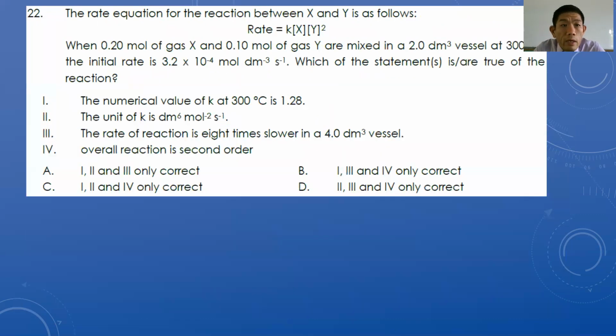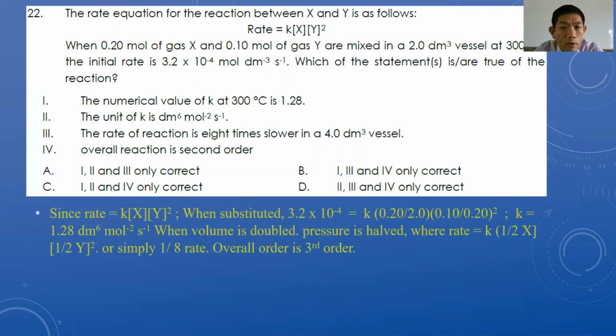Okay, then we have 22. Rate equation for the reaction between X and Y is as follows. Rate is equals to Kxy squared. When 0.2 mole of gas X and 0.1 mole of gas Y are mixed in 2 decimeter cube vessel at 300 degrees Celsius, initial rate is 3.2 times 10 power -4 mole per decimeter cube per second. Which statement is or are true for the reactions?